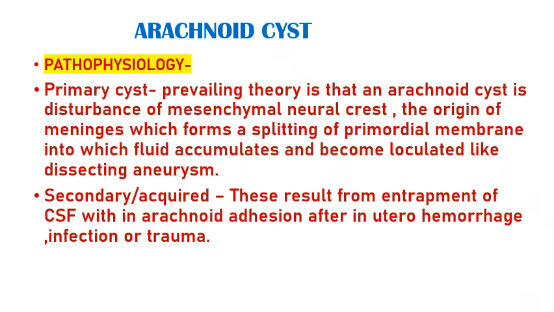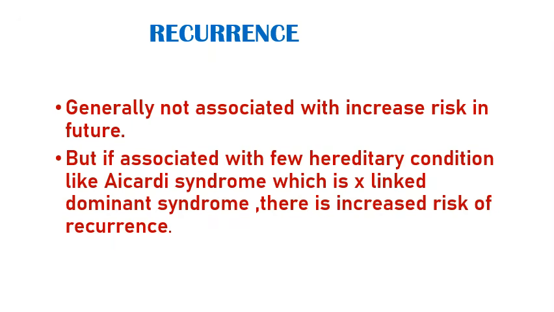How are they formed? Primary cyst is formed by disturbance of mesenchymal neural crest, the origin of meninges, which forms a splitting of primordial membrane into which fluid accumulates and becomes loculated, like a dissecting aneurysm. Secondly, arachnoid cyst formation results from entrapment of CSF within arachnoid adhesions after in utero hemorrhage, infection or trauma. Recurrence is not associated with increased risk in the future, but if associated with a few hereditary conditions like Aicardi syndrome, which is X-linked dominant, there is increased risk of recurrence.